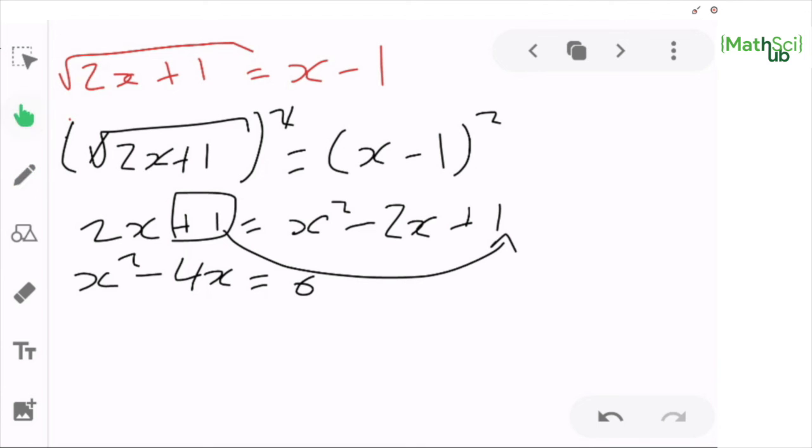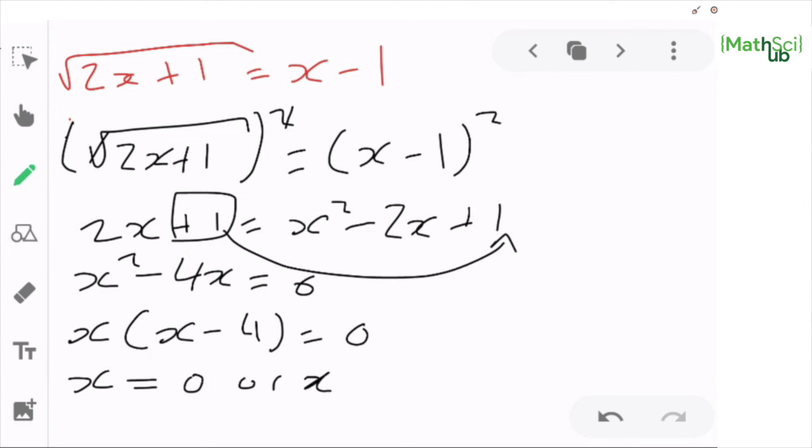From this step here, we can take out our common factor, which is x, times x minus 4, equals 0. Now your x is equal to 0, or your x is equal to 4.